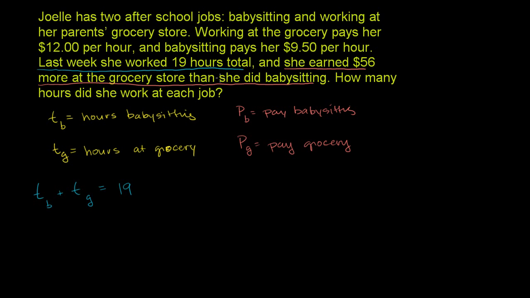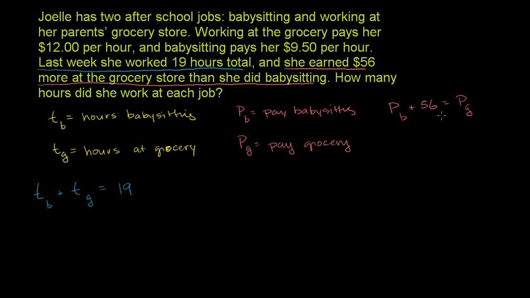So this second statement tells us that, well, I guess the pay, let me write it over here. The pay babysitting, she earned $56 more at the grocery than she did babysitting. So if we take babysitting and add $56, that will get us to how much she earned at the grocery store. That's what that second statement is telling us. $56 more at the grocery than babysitting. So if you add these two, you get the grocery.